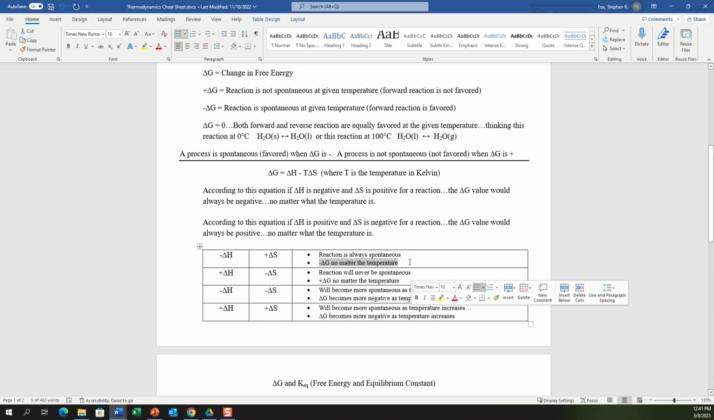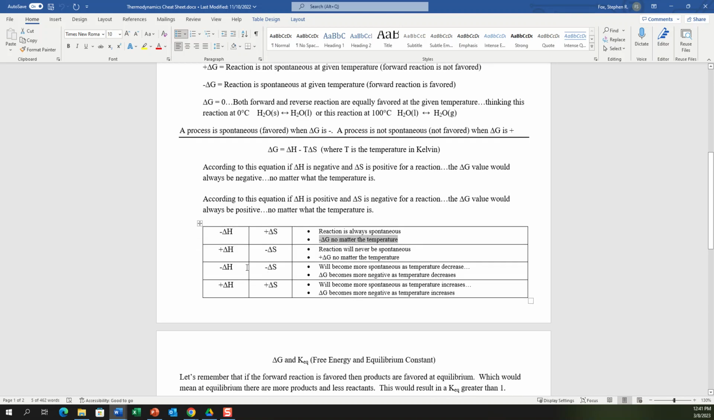It will always have a negative delta G. And so that means the opposite would be true if you had a positive delta H and a negative delta S, meaning if the reaction was endothermic, required heat, but it decreased randomness or disorder, it got more ordered, then that reaction is never thermodynamically favored, no matter what the temperature is.